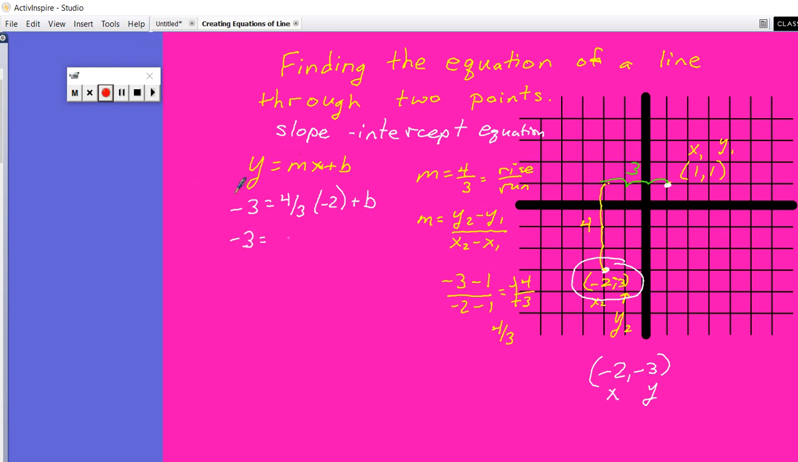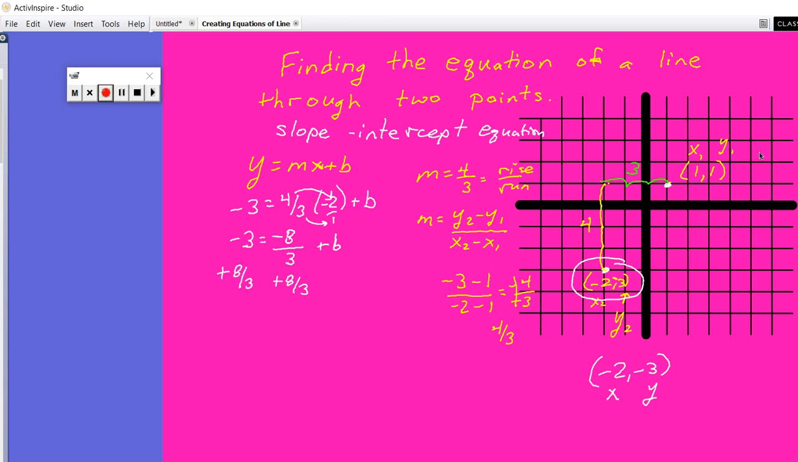So now all I have to do is solve this. I'm going to multiply 4/3 times negative 2. So that's really negative 2 over 1. You multiply fractions, top times top. So 4 times negative 2 is negative 8. Now denominator times denominator, 3 times 1, 3. So now I get my b alone. I add 8/3. So I add 8/3 over here.